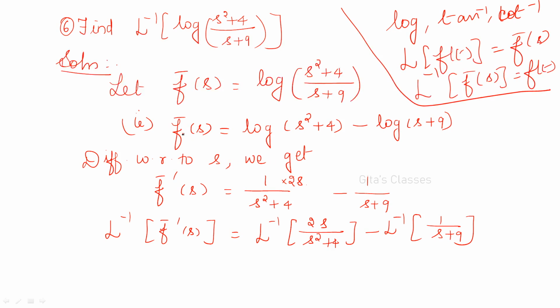So on the left hand side it is f bar dash of s, and on the right hand side you differentiate. So 1 by s squared plus 4 into 2s, minus 1 by s plus 9, because of the log. Now taking inverse Laplace transform on both sides, L inverse of f bar dash of s is equal to L inverse of 2s by s squared plus 4 minus L inverse of 1 by s plus 9.